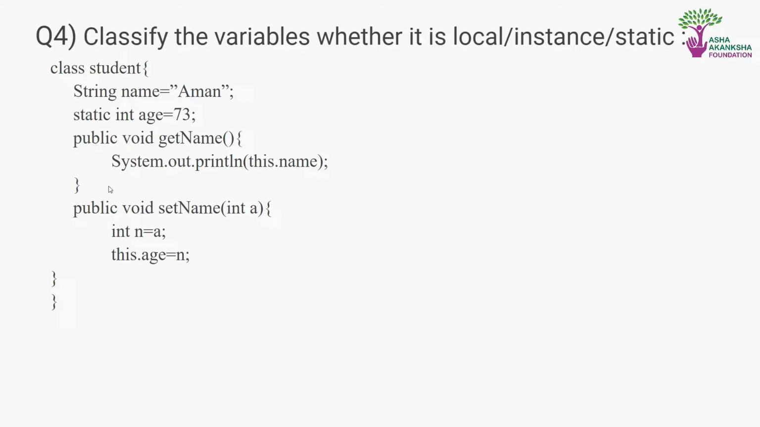Next, there is no variable within getName, so no problem. Then for setName there are 2 variables, int a and int n. These 2 variables are local to the setName function and thus are considered local variables. Keep in mind that this age is the same as this age. These are the same.